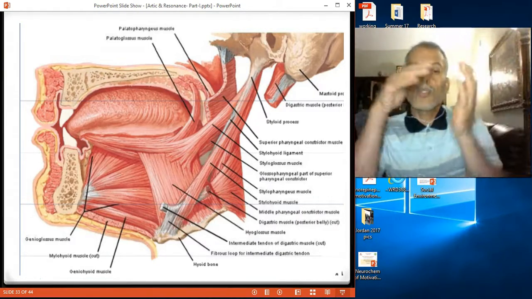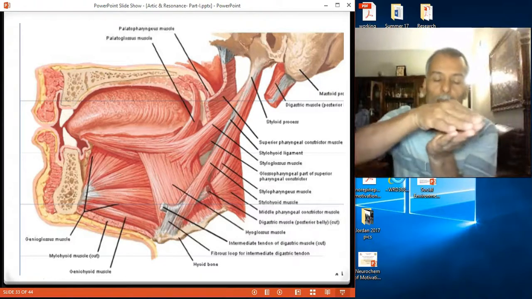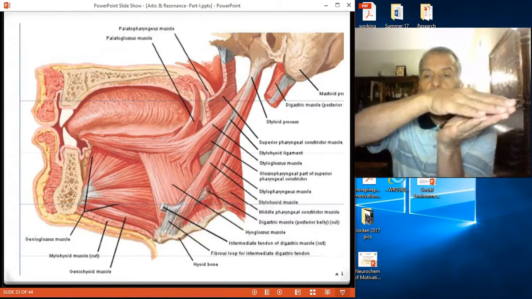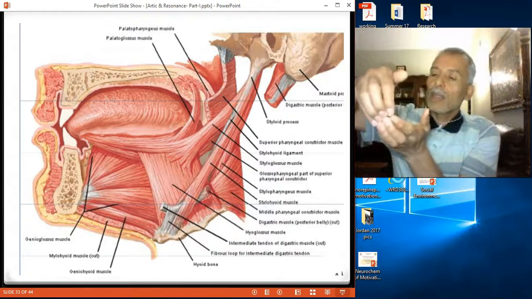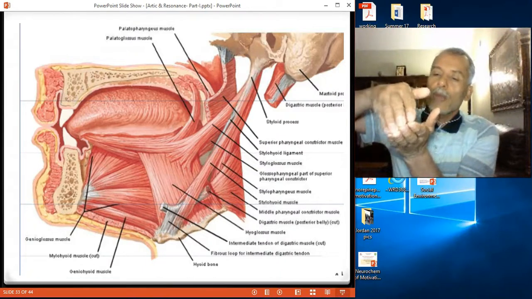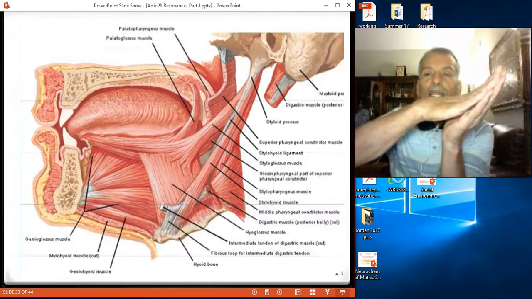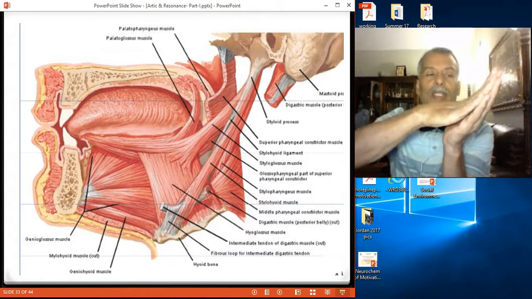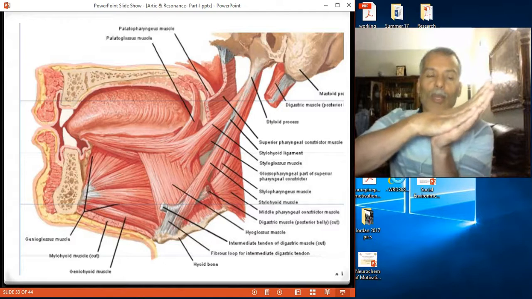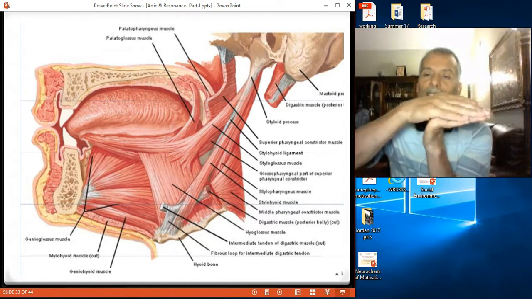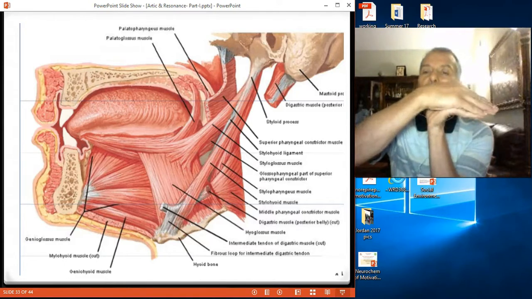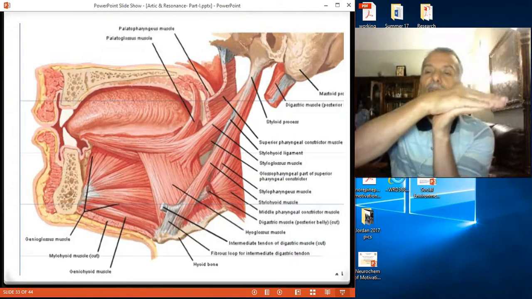The superior longitudinal muscle is connected at the tongue tip to the inferior one. When the superior contracts, it's going to lift up the tongue tip. When the inferior contracts, it's going to bring down the tongue tip. It will do the opposite movement. So one goes that way, one goes that way. They reverse the movement of each other.